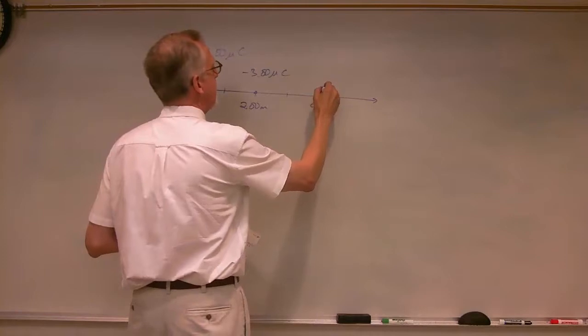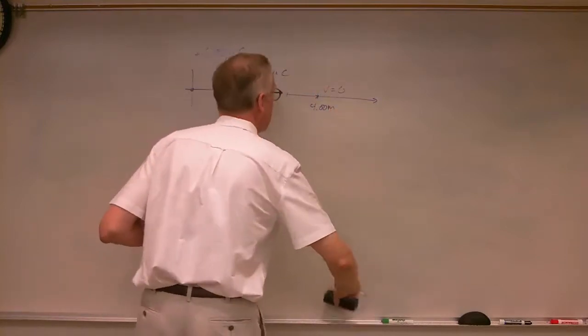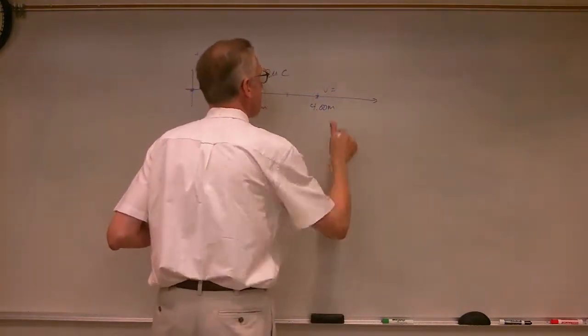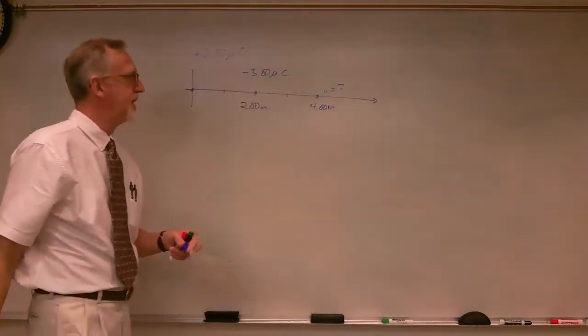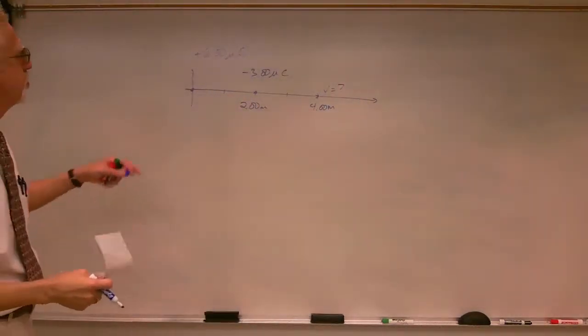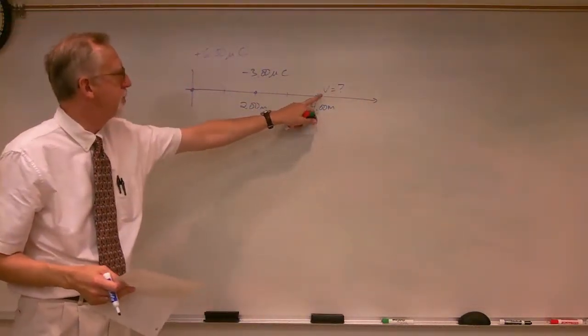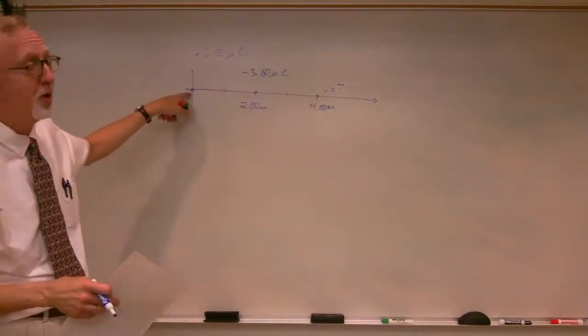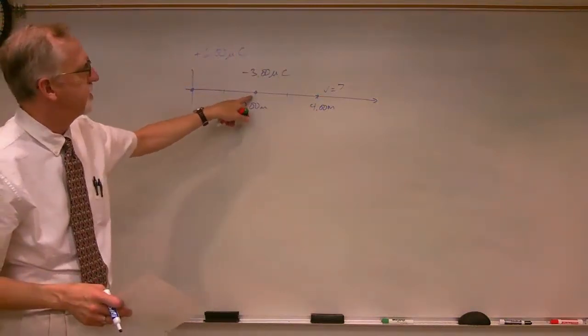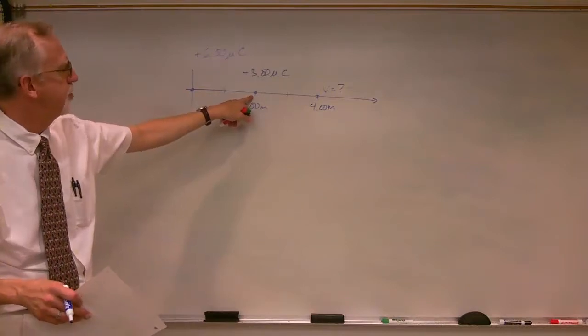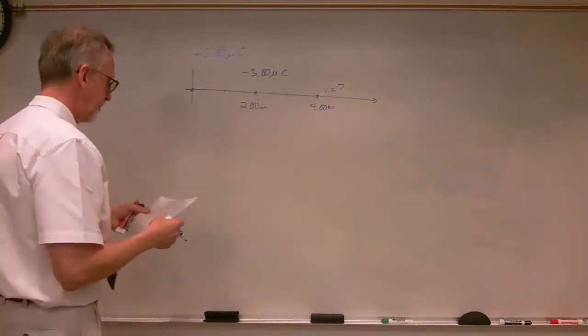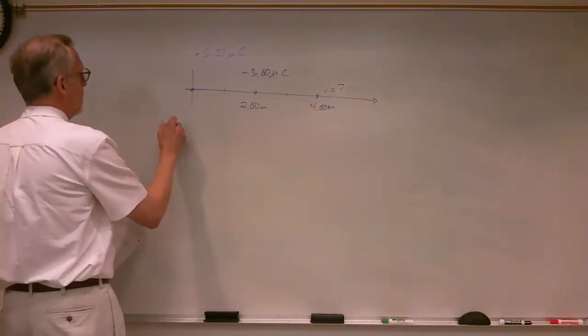So the question is then, what is the potential at 4 meters? So we've got two charges. The total potential will be the potential due to the charge at the origin plus the potential due to the charge at 2 meters. So what's the total? Well, we can do this all in one equation.